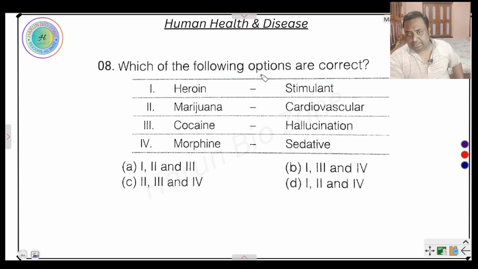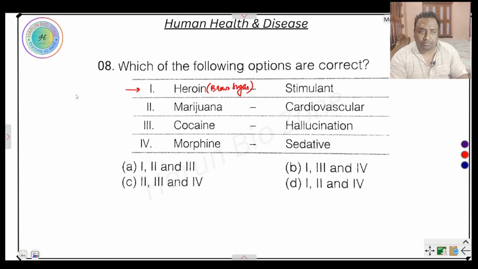Which of the following options is correct? Which option here is correct? Heroin, these all are alkaloids, these are secondary metabolites. Which one is correctly matched? Heroin is a stimulant. Heroin is also called brown sugar. Heroin is a stimulant, right?